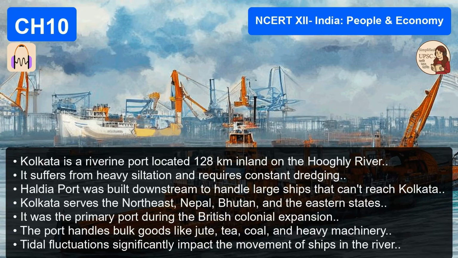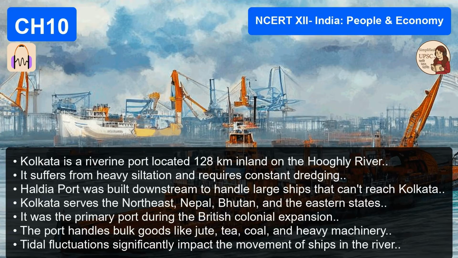Marmagao in Goa. The iron exporter. Its significance just skyrocketed after the Konkan Railway connected it to the interior. Before the railway, it was a local port. After the railway, it became a global exit point for iron ore from the region. New Mangalore. The gateway for Karnataka's iron ore, specifically handling the concentrates from the Kudremukh mines.